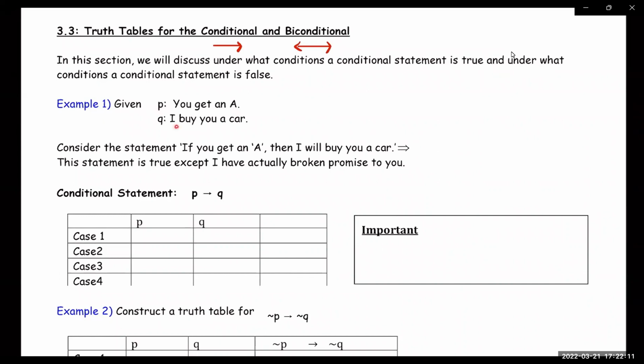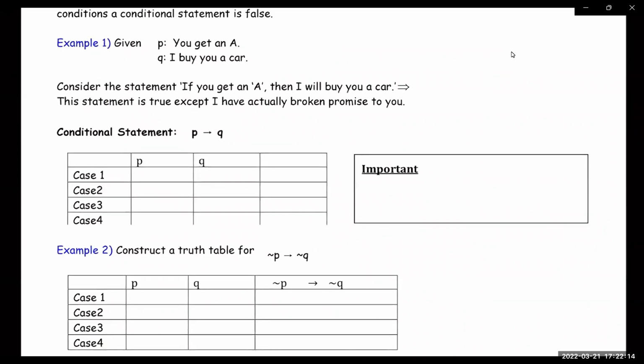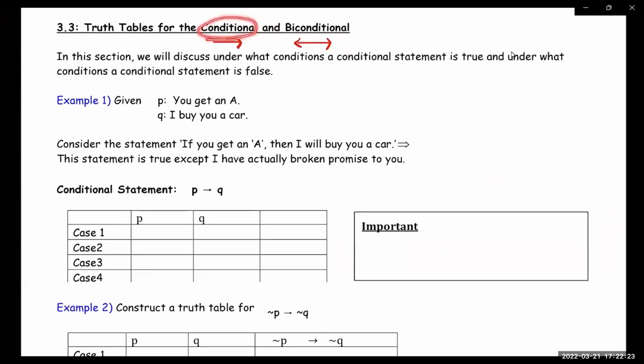You get an A is our P statement. Our Q statement would be I buy you a car. All right, so consider the statement, if you get an A, then I will buy you a car. So see that if-then, that's what a conditional statement is. Conditional is if-then. So in this case, it's going to be if you get an A, if P, then Q, right? This is the symbol we use for that. That notation is the one-sided arrow. So whenever you see the keyword if-then, that means the one-sided arrow.